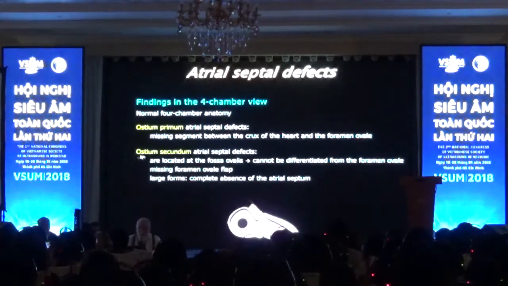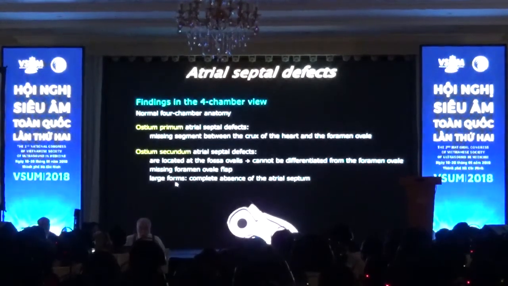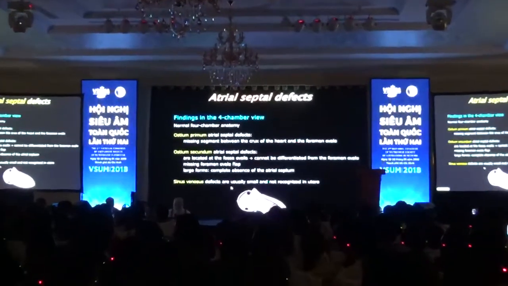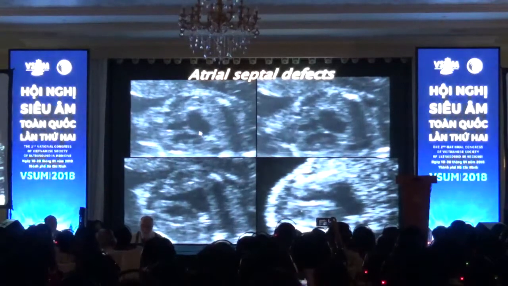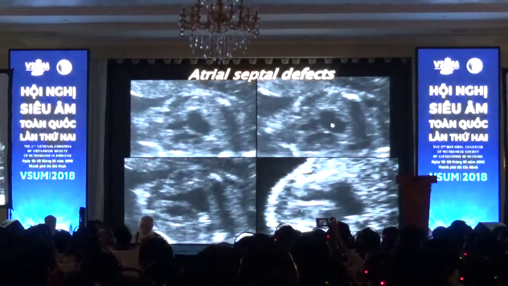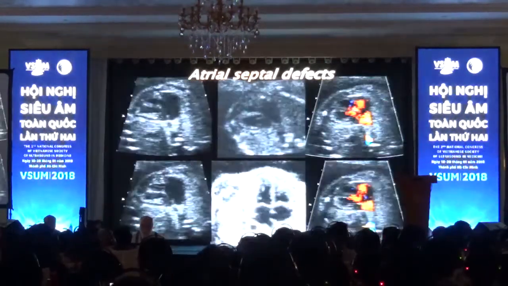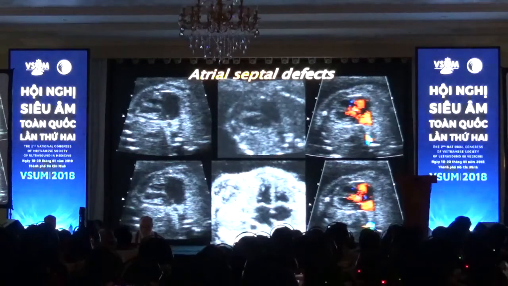Now, this is the type that we see most commonly, the ostium secundum, when you have a very large form. When you don't see any interatrial septum, this is typically an ostium secundum, and the sinus venosus are rare and we don't really see them very often. So here we have a four-chamber, and there's a big communication between the right and the left, same thing over here, same thing over here. This is the complete form of ostium secundum, and when you put color Doppler, you can see continuity of the Doppler signal between the two.